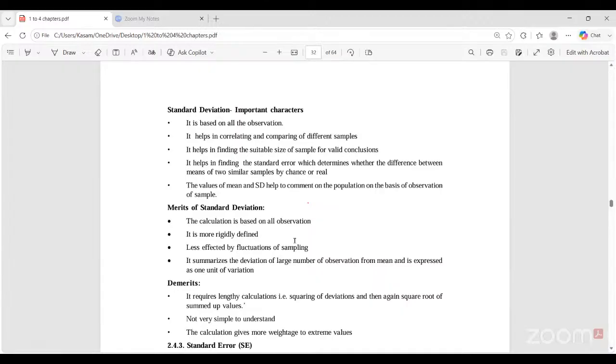So it is based on all observations. It helps in correlating and comparing the different samples. It helps in finding a suitable size of sample.